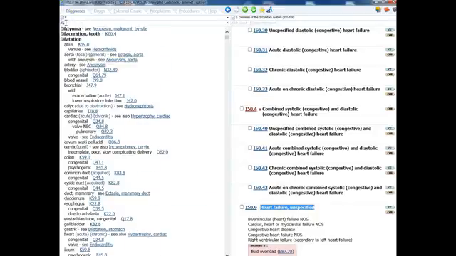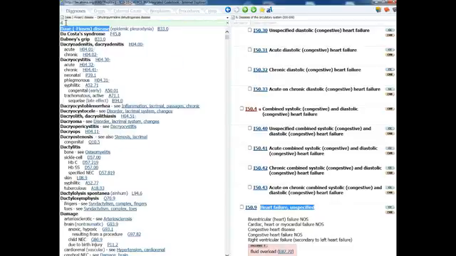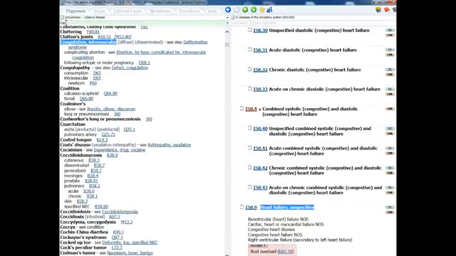Now let me do something here. Sometimes you can put in the acronym for a diagnosis and it'll find it in the index. That is not the case with COPD.